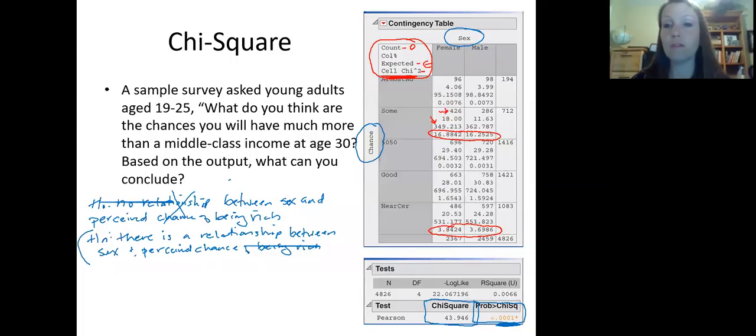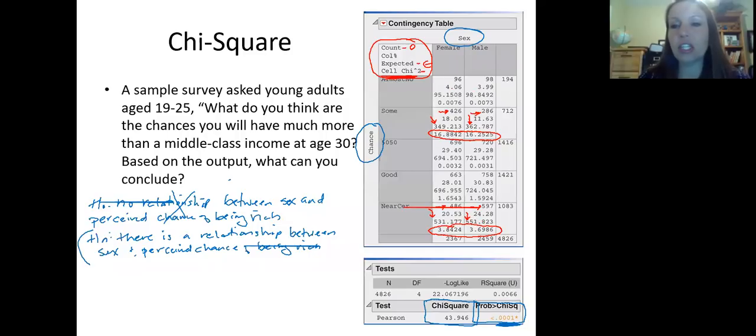So there were a lot more females saying not good chances of being rich than what we would have expected. And looking at the males, there were 286, we would have expected 362. So there were a lot fewer males that were saying that there was only some chance of being rich. Then down here, nearly certain, there were 486 females when we would have expected 531. So a lot fewer females were nearly certain about being rich, whereas for the males, 597, as opposed to 551. There were a lot more males than what we would have expected.